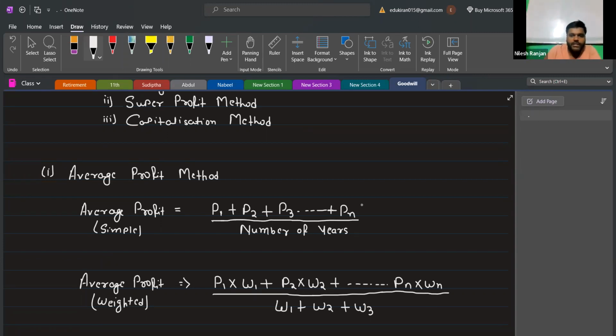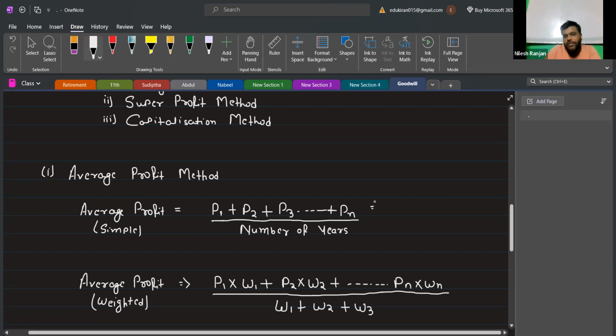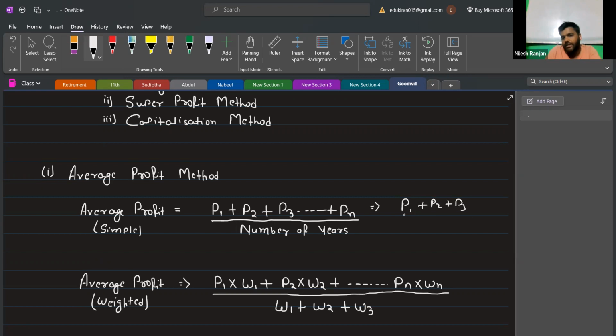So let's say there are 3 years of profit given in the question, then P1 plus P2 plus P3 divided by 3. If it is 4 years, then it will be P4 and it will be divided by 4.